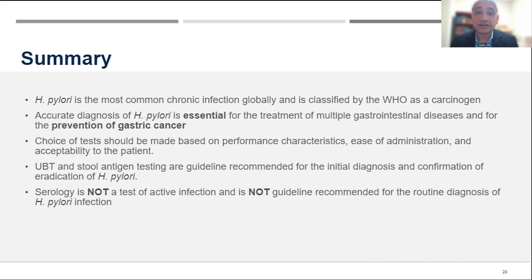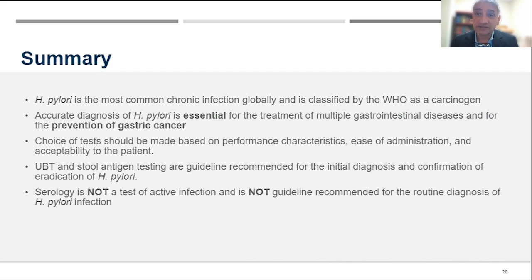A variety of tests are available, but the tests that are ideal for testing and the most accurate are the non-invasive tests of active infection. We should pay attention to patient preference and patient characteristics to determine what the appropriate test might be in each individual patient. Urea breath tests and stool antigen testing are both supported by the current American College of Gastroenterology and other guidelines for both the initial diagnosis of H. pylori and for confirmation of eradication.